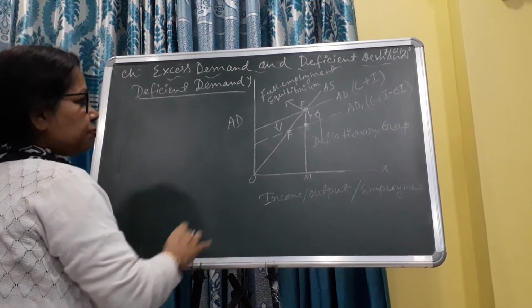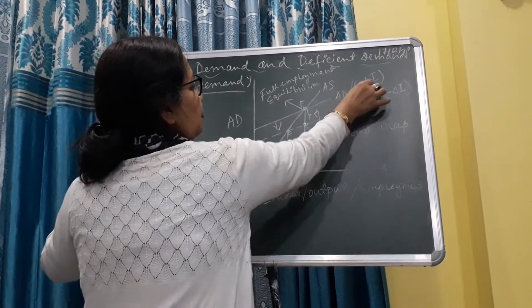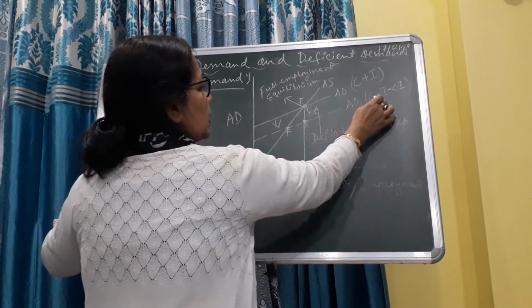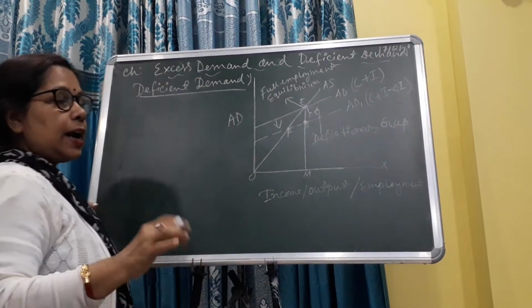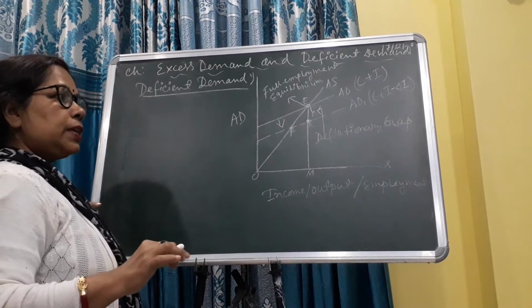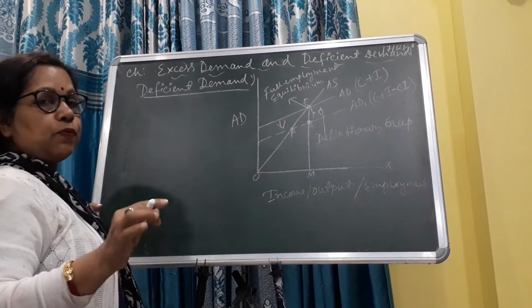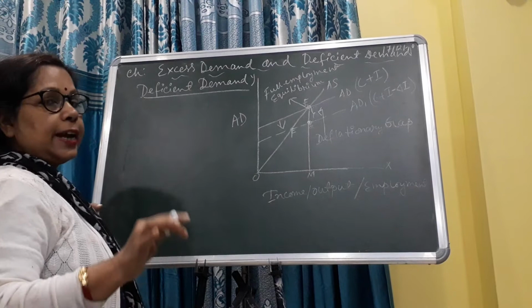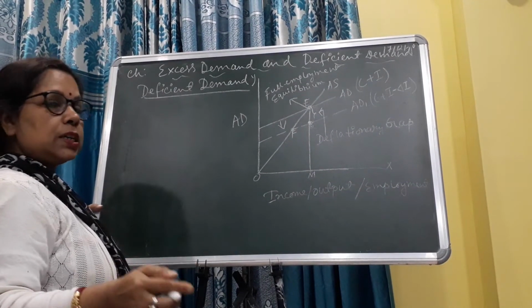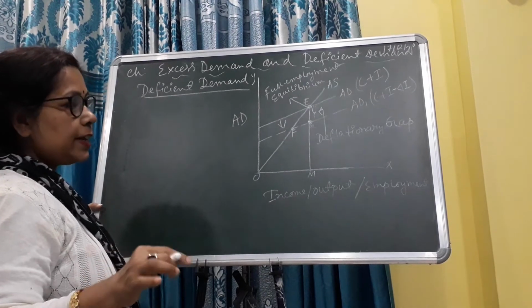Now AD is C plus I, the components consumption and investment, as we know, and here it is C plus I minus delta I. Delta I means decrease in investment. Because of the decrease in investment, aggregate demand falls and the deflationary gap is created. So this is known as deficient demand and deflationary gap.